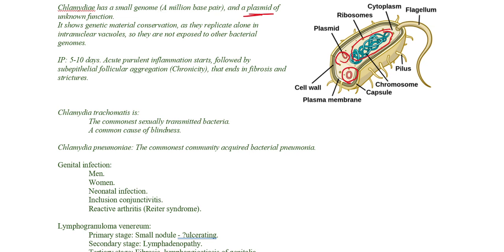The incubation period is usually 5 to 10 days. In lymphogranuloma venereum it might reach up to 30 days. In genital infection by D to K biovars it might take up to 15 days.